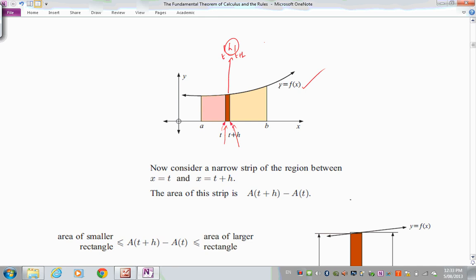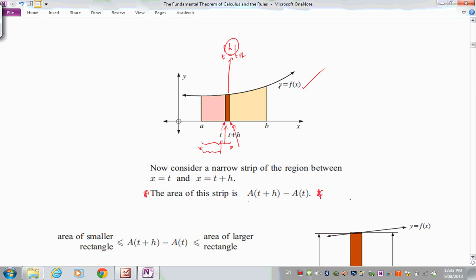Okay. Now, in our definition of our function, it'll be A of t plus h, take A of t. Because A of t plus h, remember by our definition just above there, is the area from a to t plus h. And A of t will be the area from a to t. So that's the area of the strip. Now let's go and pursue this.